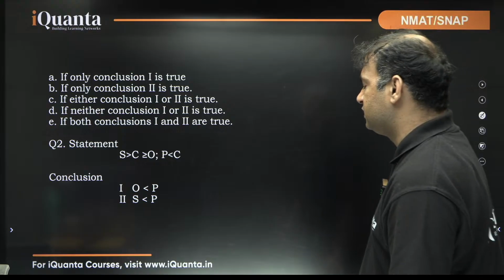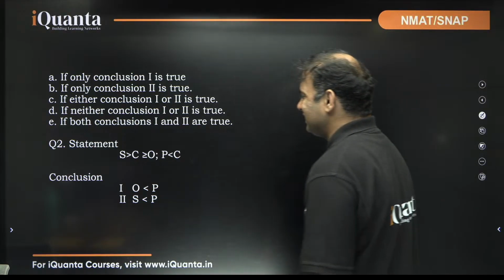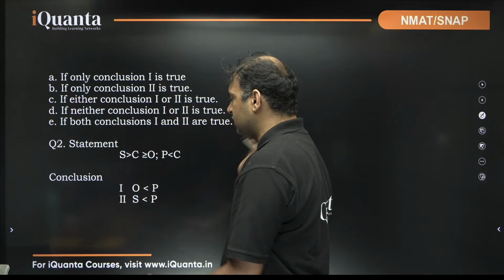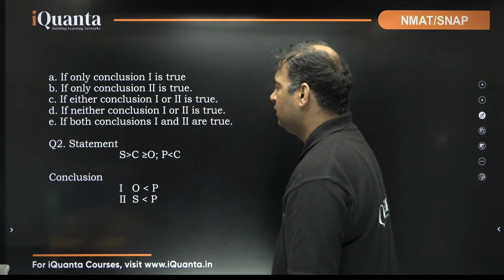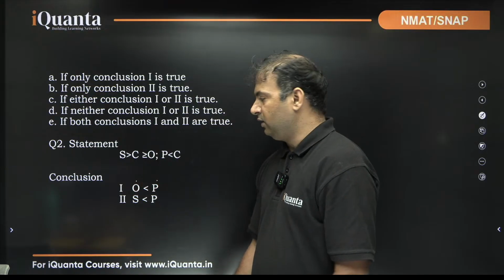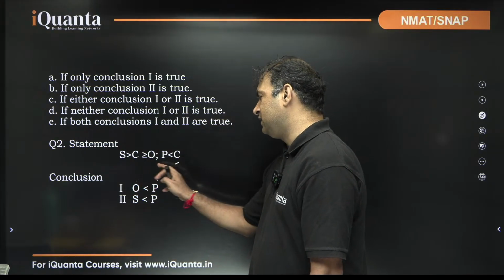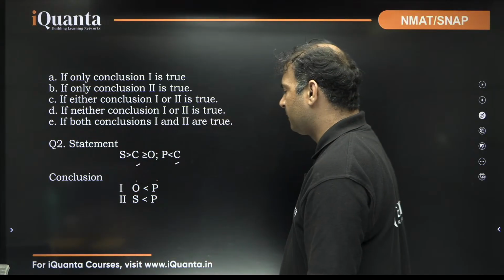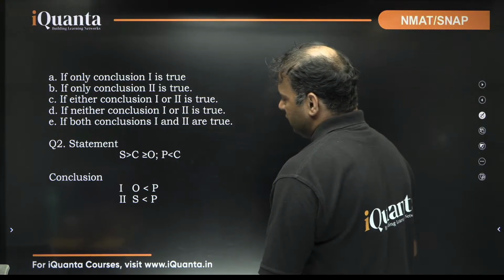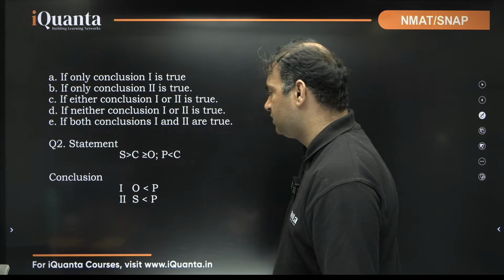They are saying S is greater than C, C is greater than or equal to O, and P is less than C. So there is no connection, by the way, this is a different statement and this is a different statement. If there is no connection, how can we find a relation between O and P? Sorry, C is common. I forgot to mention this. C is common, so there is a connection. But is this conclusion true or not? That is something we have to work on.